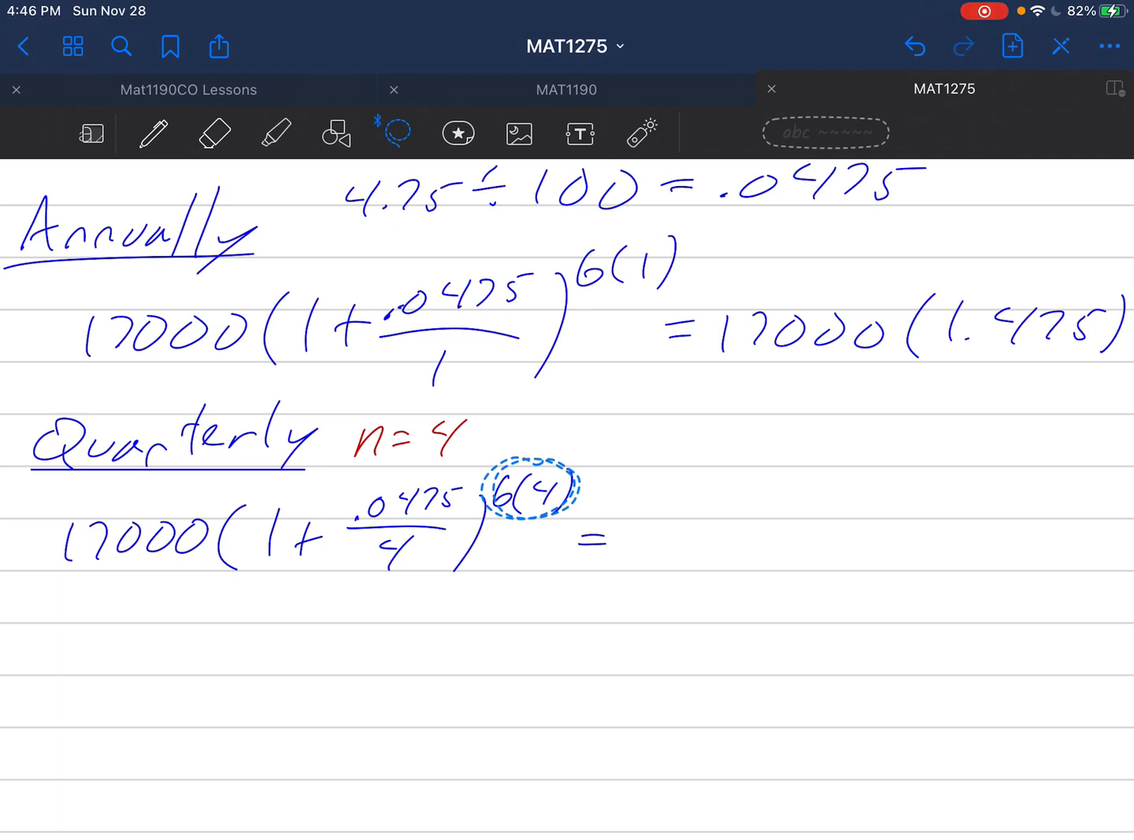time periods, right? And because the annual interest rate is 4.75%, we have to split that into 4 time periods per year. That's the way this formula works. So we're going to get 17,000 here. I'll do it in some pieces.